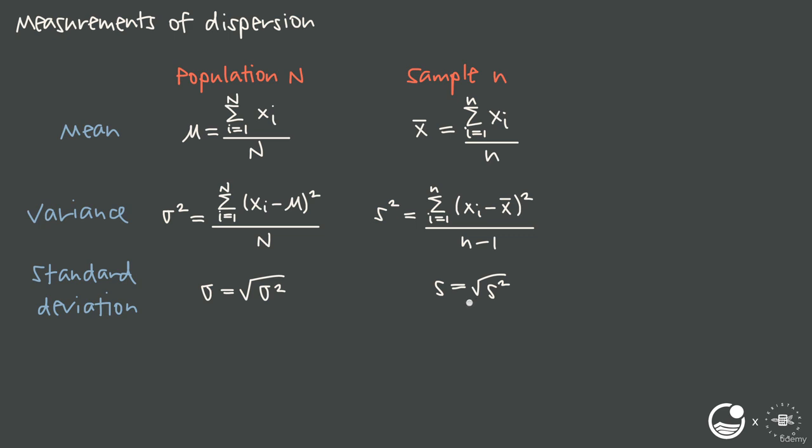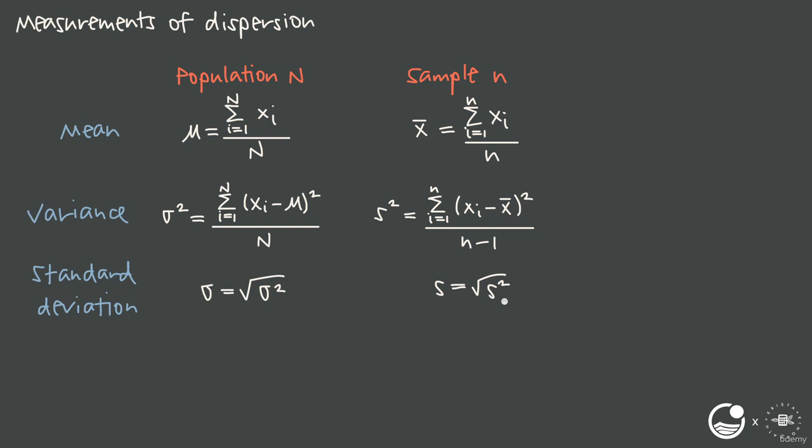Now, some people wonder why we would ever bother using standard deviation. Why would we bother taking the square root to get a standard deviation value when this value feels so similar to variance and we've already calculated variance? Like, what's the point of standard deviation?